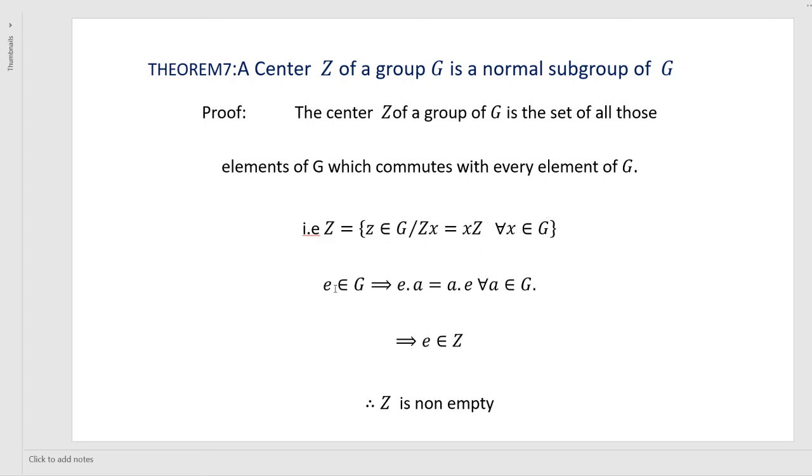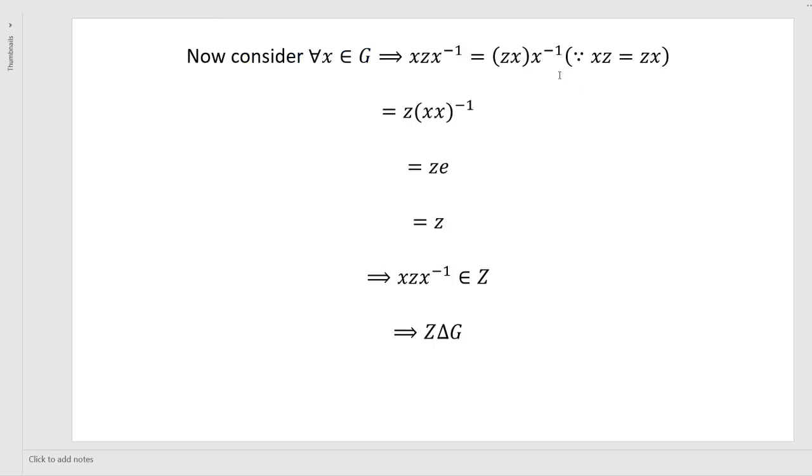Right? I consider an element of G, the identity element. It commutes with every element. Obviously, E into A is equal to A into E. We got the same result. So commuting with every element means E belongs to Z. Therefore, Z is a non-empty set. That is, the center Z is a non-empty set. And we have to prove this center Z is a normal subgroup of G.